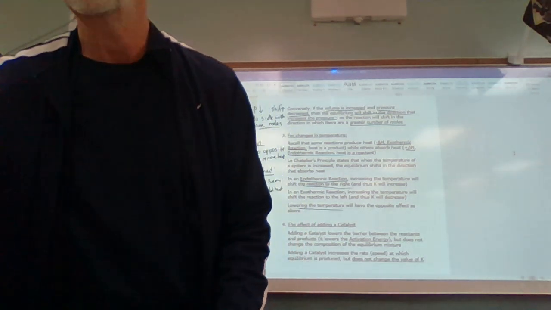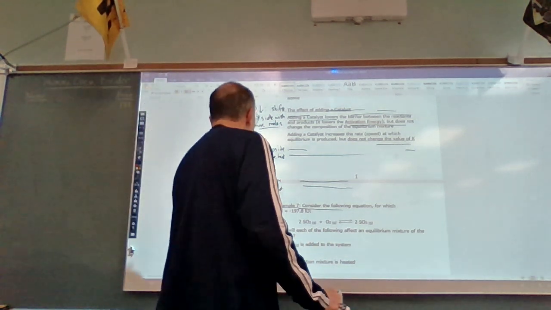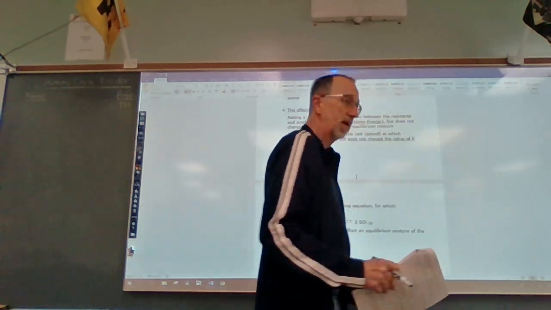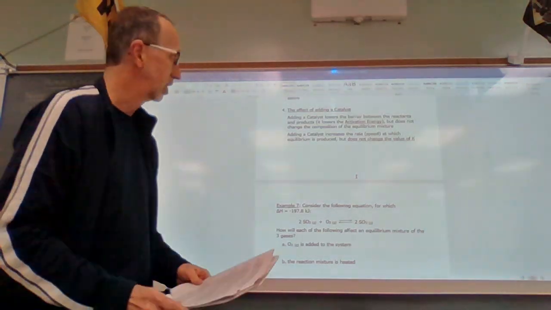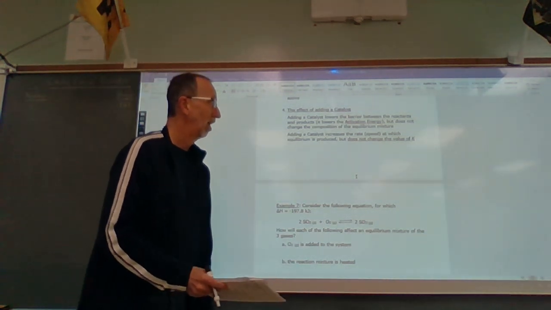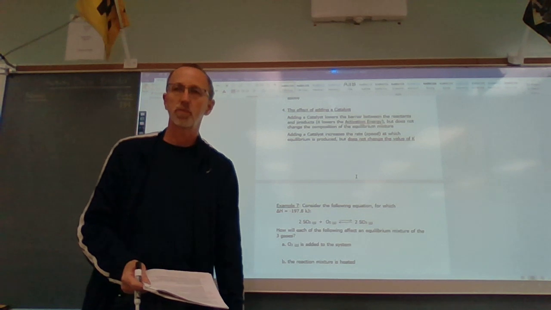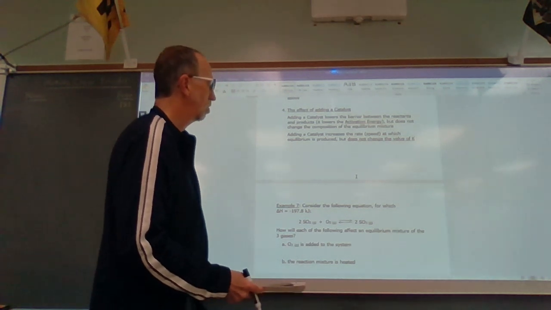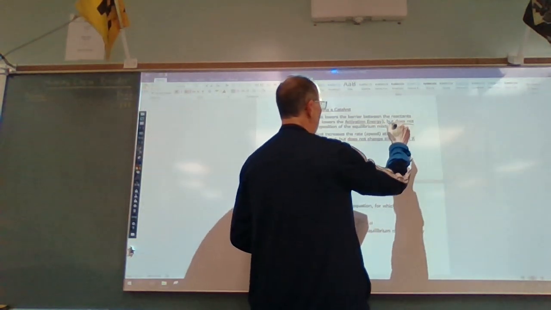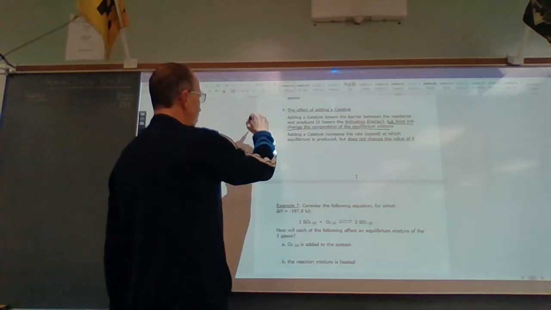All right, let me advance this up. We'll now look at the effect of adding a catalyst. So we talked about catalysts in regards to lowering activation energy back in Unit 12.1. Adding a catalyst lowers the barrier between the reactants and products. It lowers the activation energy. Remember, we dealt with the Arrhenius equation with this in Unit 12.1. But it does not change the composition of the reaction equilibrium mixture. So basically, there's no change.